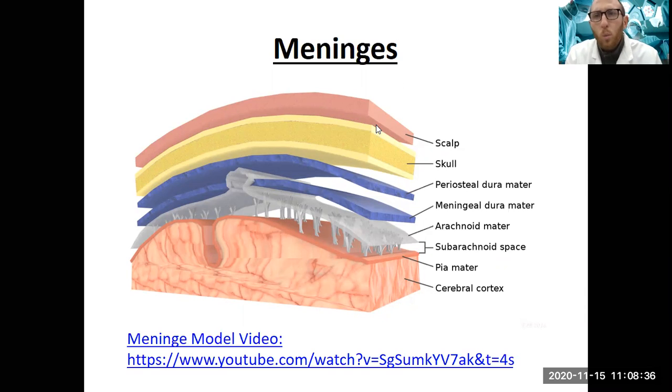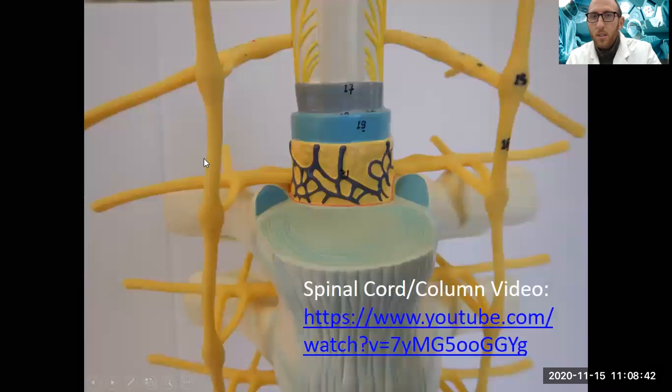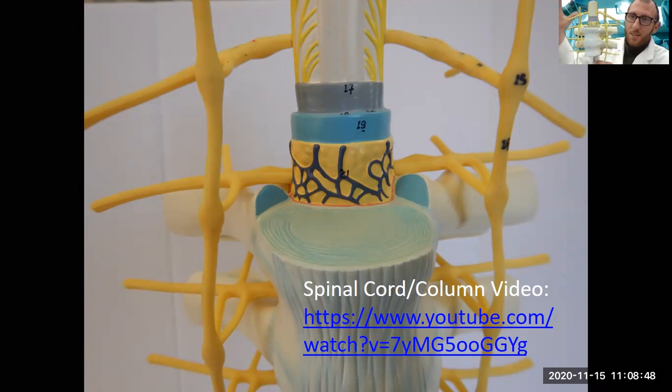But if you're wondering where are the meninges other than the brain, the answer is that they're also surrounding the spinal cord. The other part of the central nervous system is the spinal cord. So brain and spinal cord are surrounded by meninges.